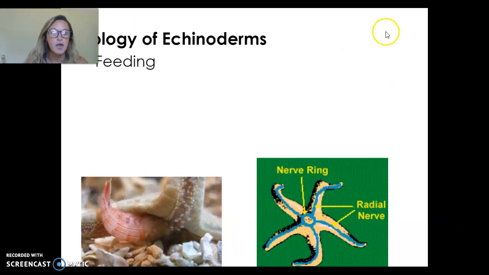All right, a little bit about the biology of echinoderms.